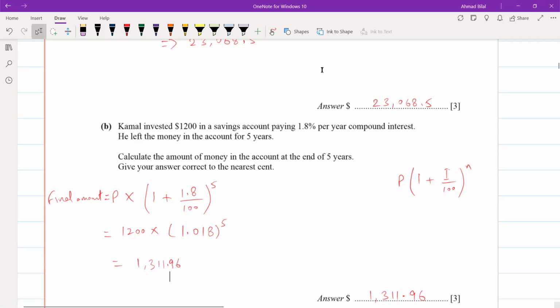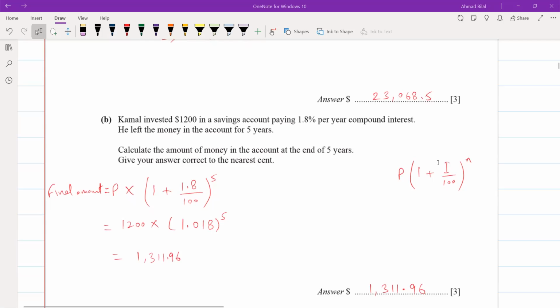Okay, is this clear to everyone? Any issues with this? Any problems with this? You clear it?